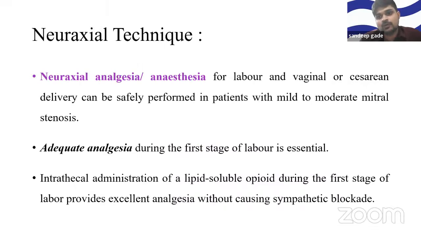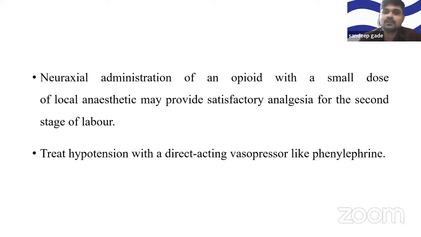In patients with mild to moderate mitral stenosis, neuraxial techniques, either for neuraxial analgesia or anesthesia, may be safely used. Adequate analgesia during the first stage of labor is essential, and it can be provided by intrathecal or epidural administration of an opioid. The advantage of using an opioid in the first stage is that it does not cause any sympathetic blockade. In the second stage of labor, we can provide neuraxial administration of an opioid with a small dose of local anesthetic, which provides satisfactory analgesia, and any hypotension must be treated with direct acting vasopressors like phenylephrine.